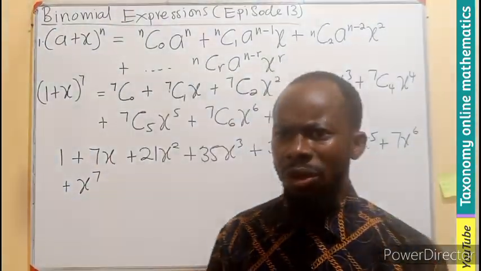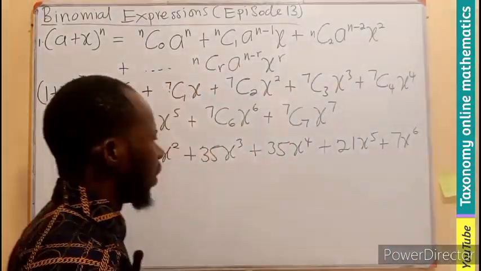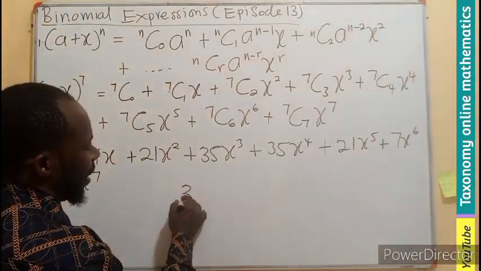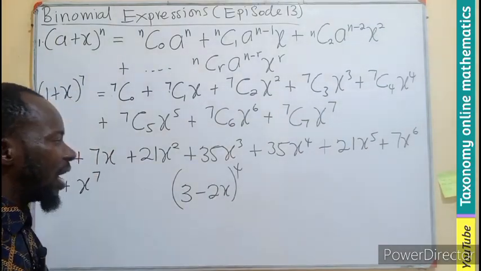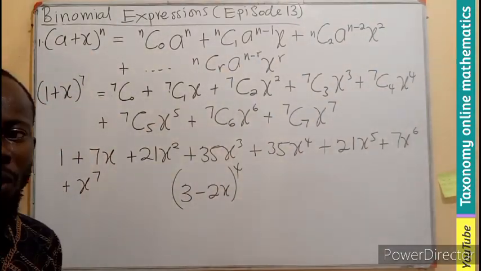I believe you get the concept. If that is true, let's try (3 minus 2x). Let's expand this and share our answer in the comment section.